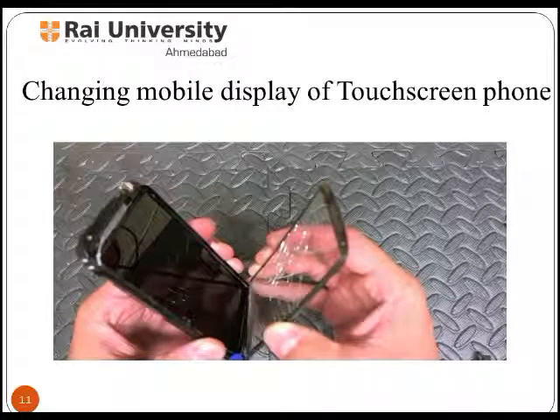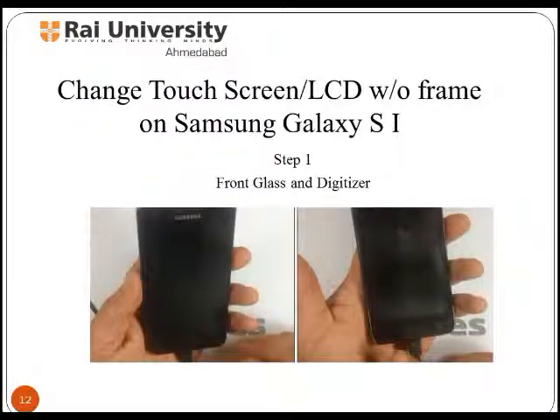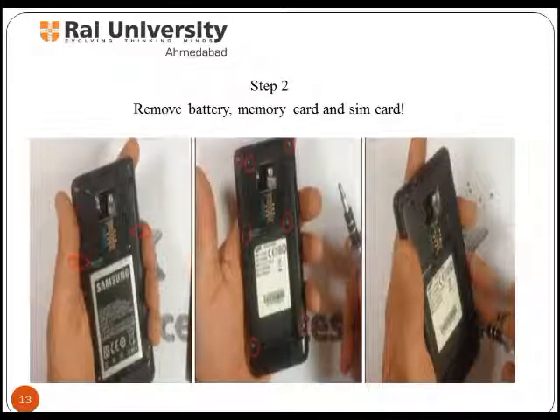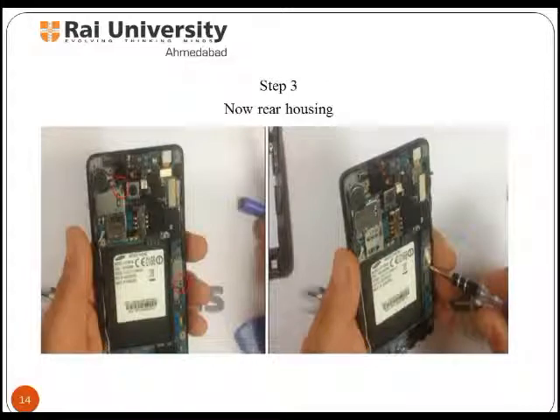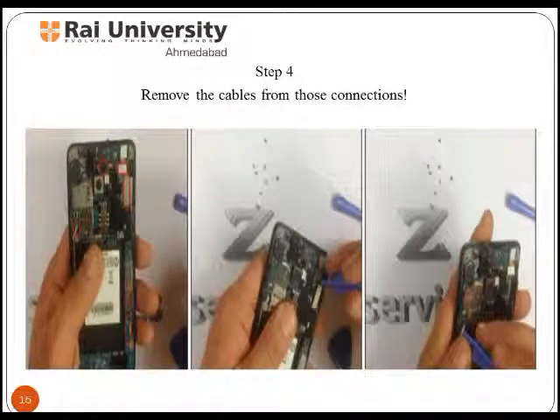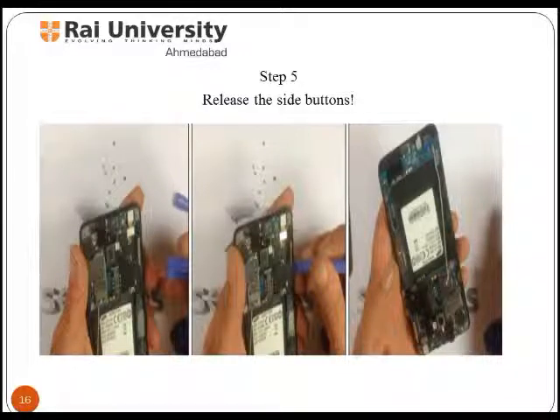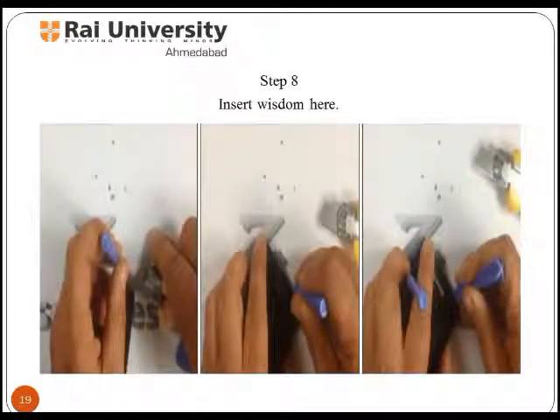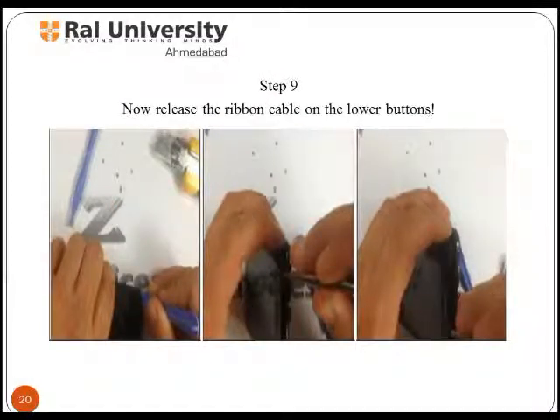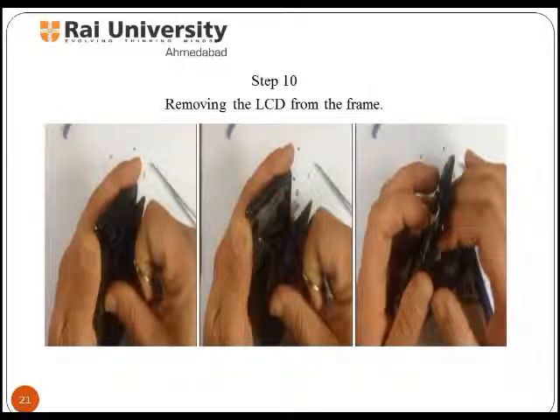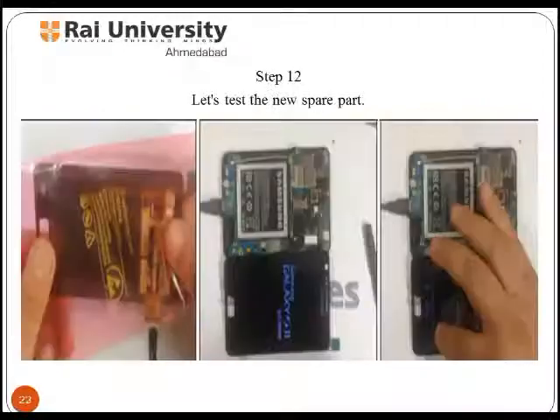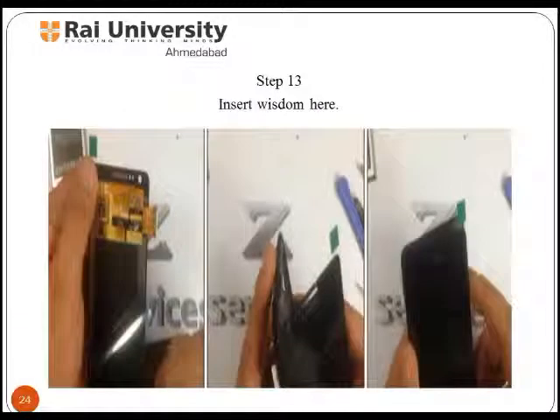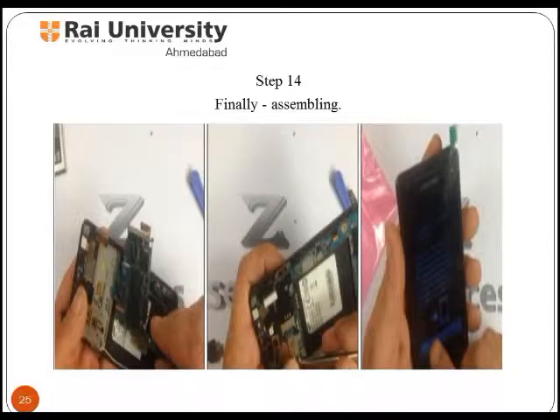Let us study the procedure of changing the touchscreen phone. Change front glass and digitizer. Remove battery, memory card and SIM card. Now the rear housing. Remove the cable from those connections. Release the side buttons. Remove the MOBO. We will continue with disassembling the LCD and touch from the frame. Now preheat it before removing. Insert the wedge. Now release the ribbon cable on the lower button. Remove the LCD from the frame. Cleaning the frame. Test the new spare part. Again insert the wedge. Finally, assembling.